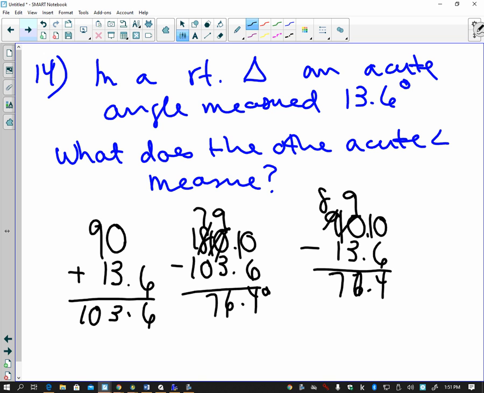76.4. So I don't have to add to 90 and then subtract from 180. All I have to do is subtract from 90. Okay? But I'm not subtracting 90 from the right angle. I'm subtracting 90 from the remaining degrees left after that 90 degrees has been picked over, right? Does that make sense? You kind of see a shorter way to get there?